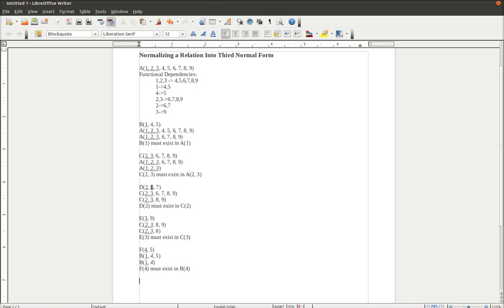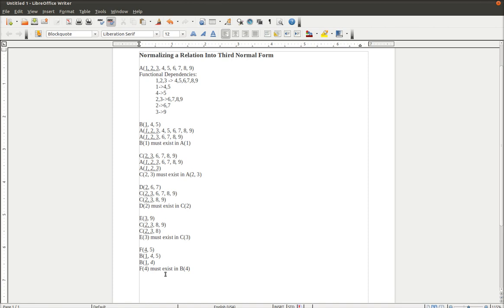So we move on to D, and we see D, 2, 6, and 7. Again here, there's no non-key attributes determining other non-key attributes, despite the fact that 6 and 7 are non-key attributes. We see that because when we look up here at our functional dependencies, there's no 6 determining 7 or 7 determining 6. So we move on to E, there's none in there as well. We move on to F, there's none in there. So we've now changed this relation into third normal form. We've normalized it by creating our F relation here.